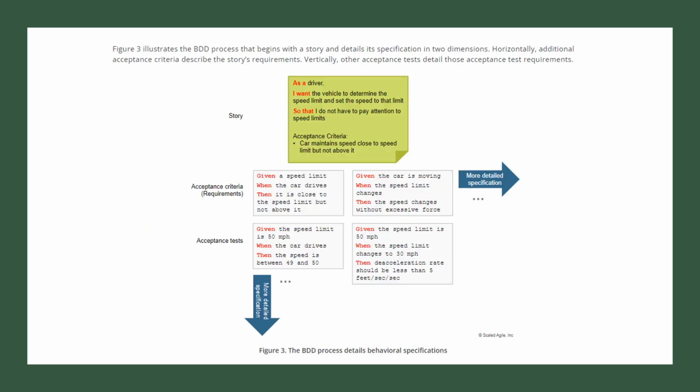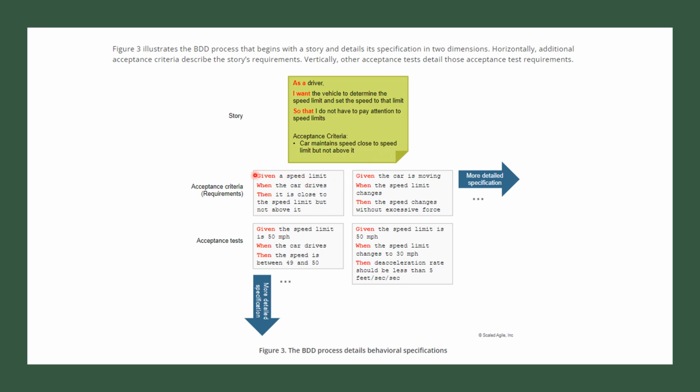This particular picture illustrates the BDD process that begins with a story and details its specification in two dimensions. Horizontally, additional acceptance criteria describe the story's requirement. Vertically, other acceptance tests detail those acceptance test requirements. So let us go through the example. You know the story, right? As a driver, I want the vehicle to determine the speed limit and set the speed to the limit so that I do not have to pay attention to the speed limit. Acceptance criteria was: car maintains speed close to the speed limit but not above it.